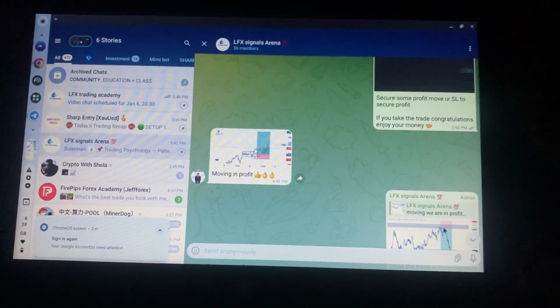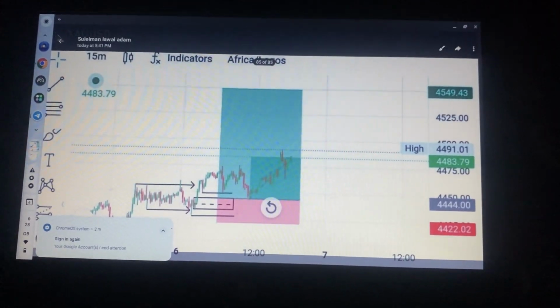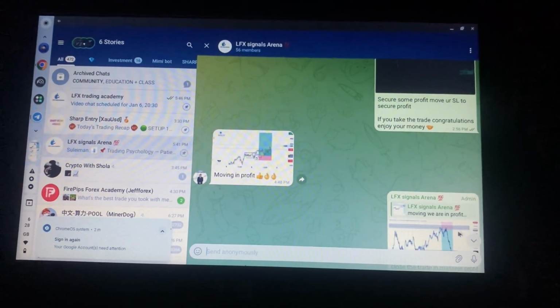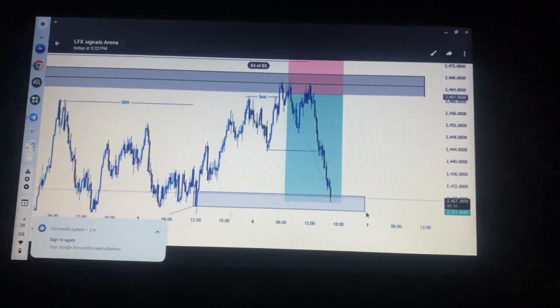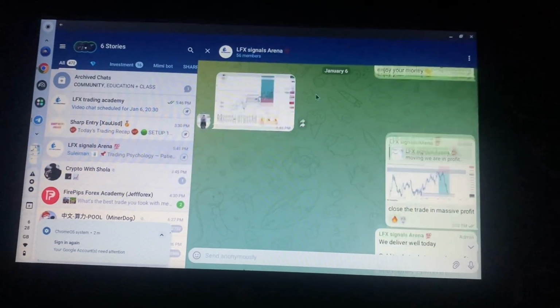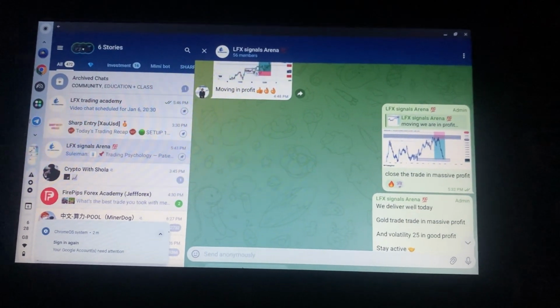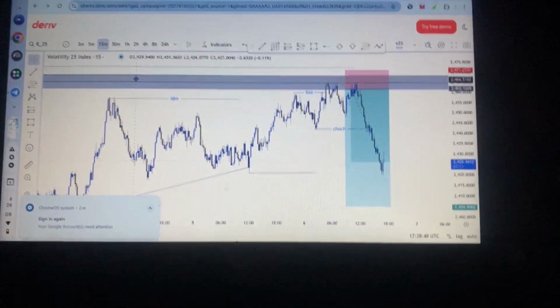So this is where I asked them to close the V75. This is where I asked them to close. You can see we closed in massive profit. So this is just the analysis, and this is the outcome. You can see it played out well.